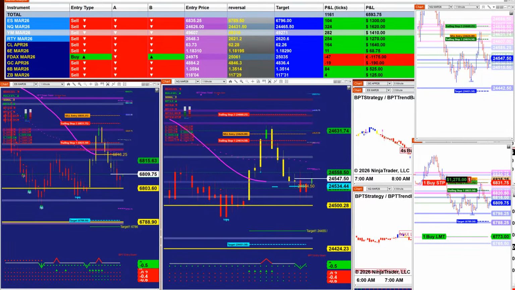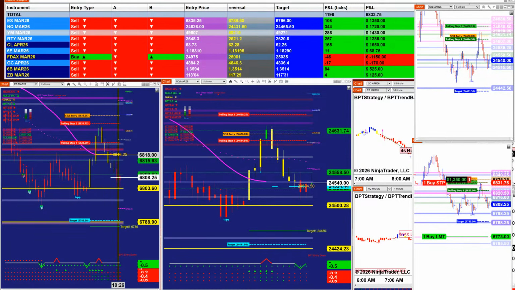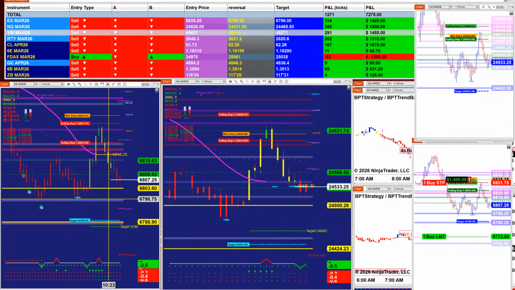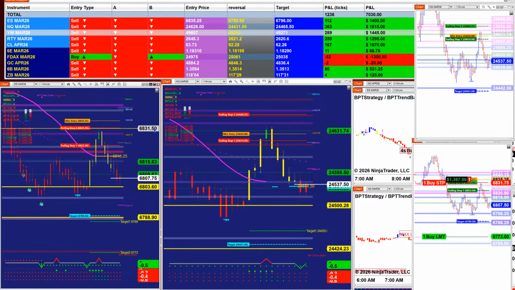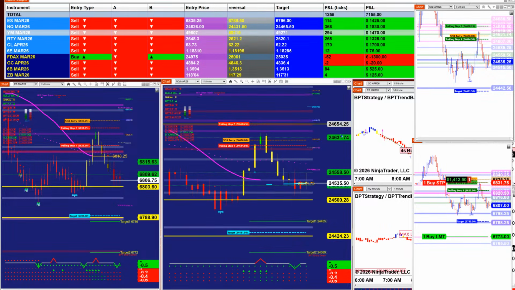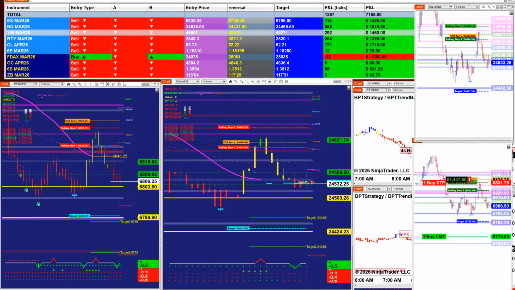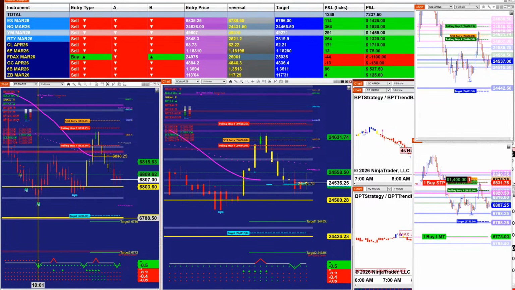There is no trade on the ES. Heavy resistance on 68.18, and there is a support area at 67.98. There is no trade. It's only short if you're really desperate for a trade. And on the Nasdaq, there is no long trade, my friend. There is no long trade. We're going down to somewhere around 24,456.